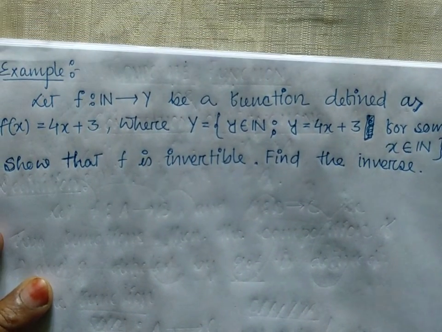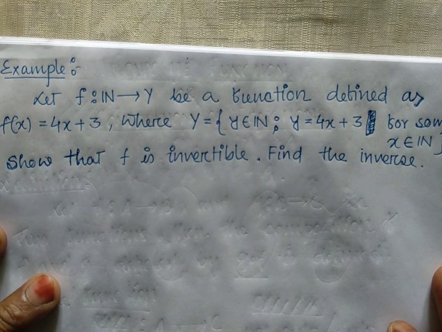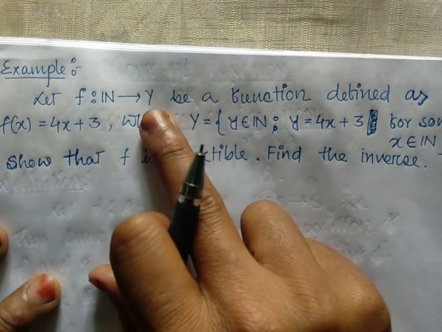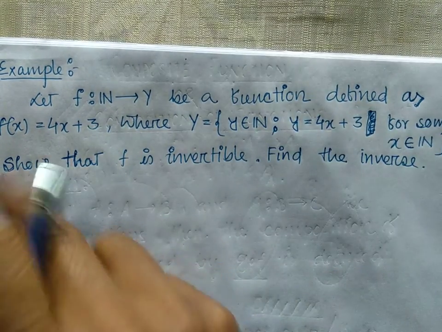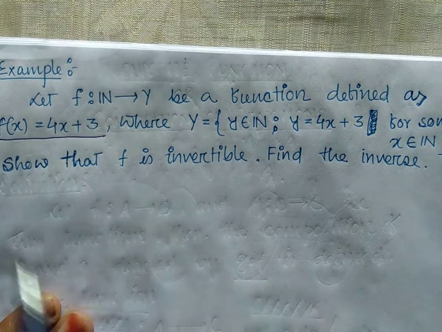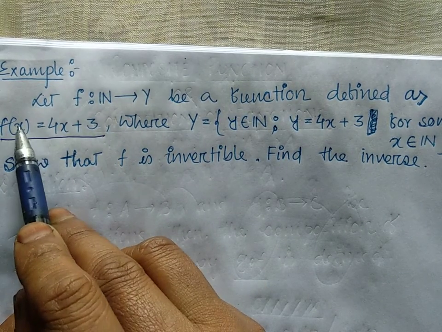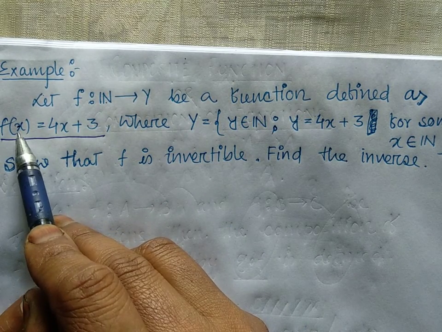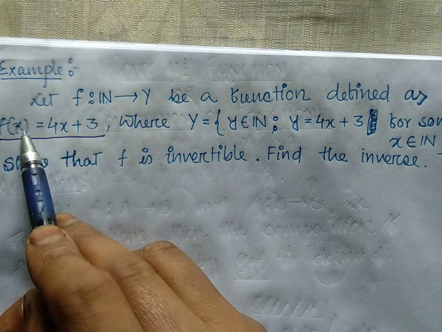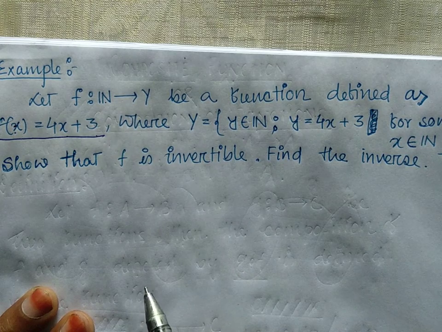One example is there. Let f be a function from the natural numbers to Y. Y is the codomain set, and the natural number set is the domain set here. Let f be a function defined as f of x equals 4x plus 3. What is x? X is a domain element. What is the domain set here? Natural number set. That means in place of x, you can consider any natural number. For all those natural numbers, 4x plus 3 will be the image.